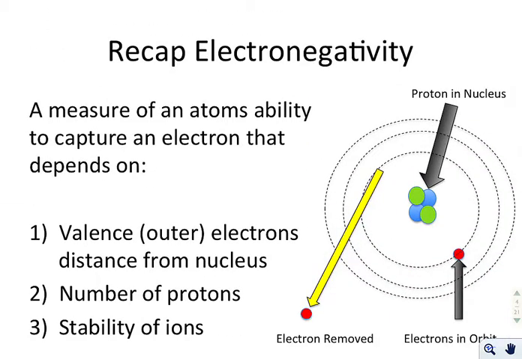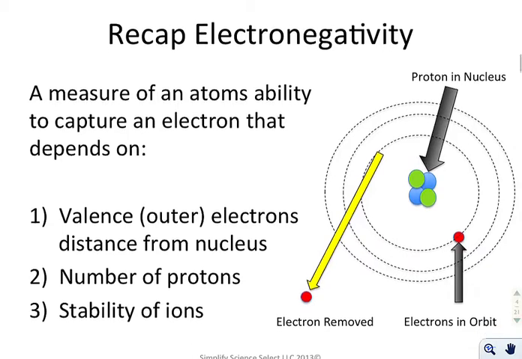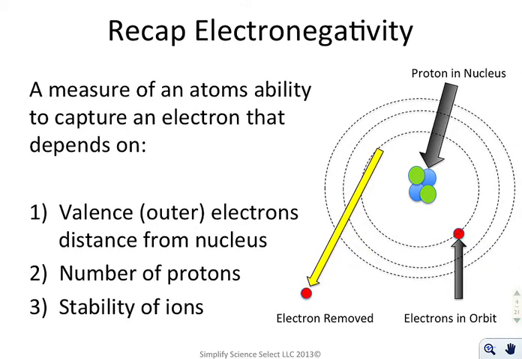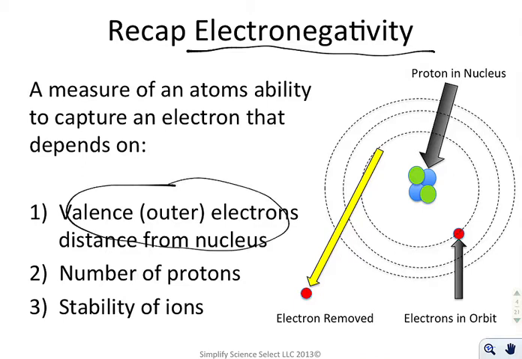So, in order to look at covalent bonds, one of the first things we need to do is review electronegativity. We covered electronegativity earlier this year, and we said basically it's the measure of how much an atom wants an electron. And we said there's a couple of things that it depends on. It depends on the distance from the nucleus, so the distance between the protons and the valence electrons. It also depended on the number of protons, and it also depended on the stability of the ions.